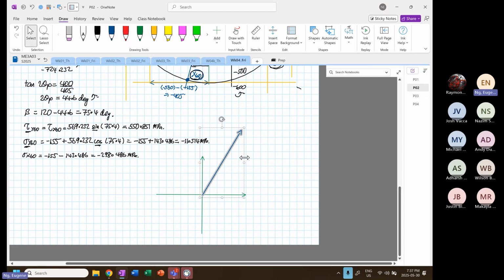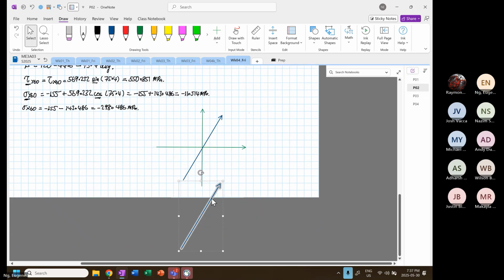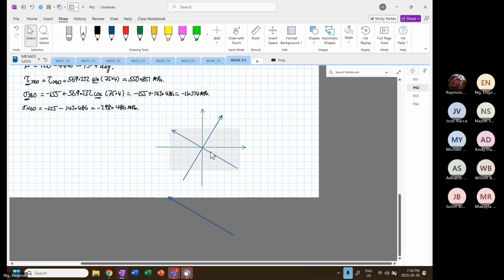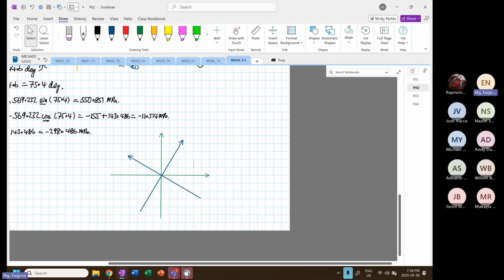So this is 60 degrees. And so we know that from here, this is going to be our 60 degrees. Then we're going to sketch the element.